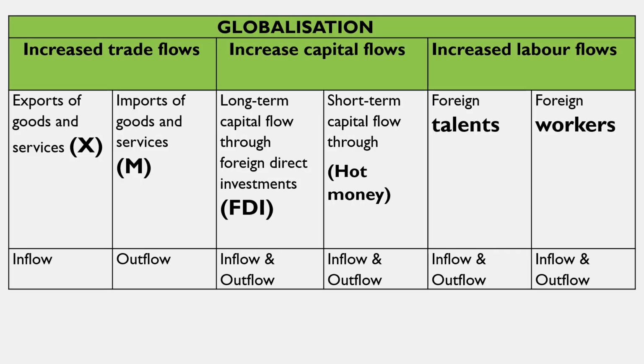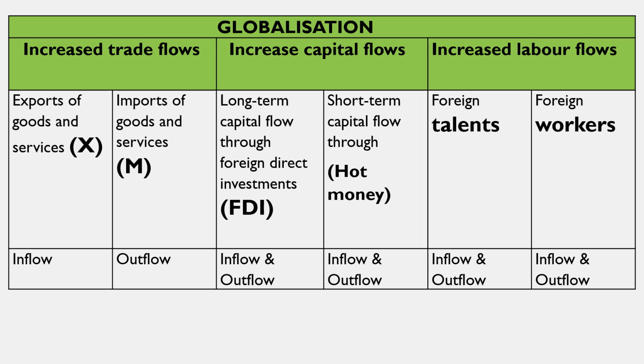Now, in your lecture notes, you will see that under the definition of globalization, there's a table that serves to organize the three flows to give you more clarity. First, for increased trade flows, we have two main flows. One is export of goods and services. The other one is imports of goods and services.